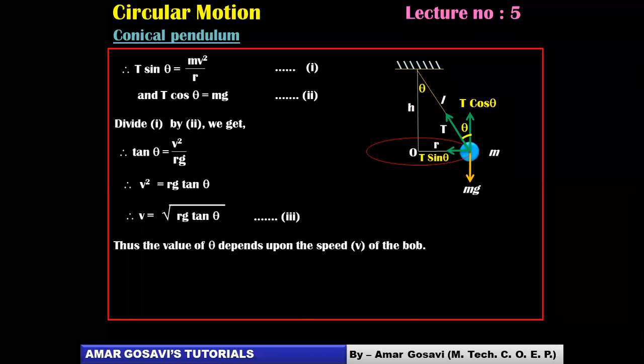So in the first case, we have derived the equation for the linear speed of this bob of the conical pendulum, friends. Please make a note of it before we move ahead. Yeah, so most of you say done.